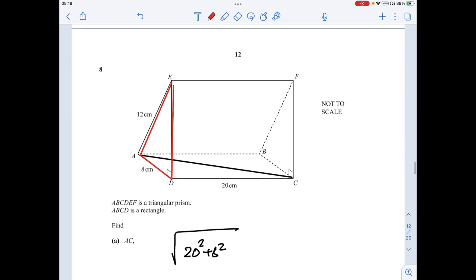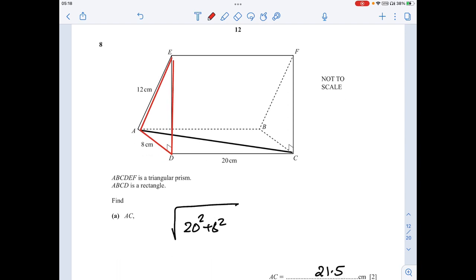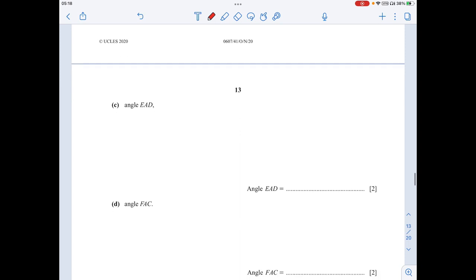Then EAD. EAD, this particular angle he is asking us to find. Adjacent side is 8, hypotenuse is 12, so I will be using cos. Cos EAD equals 8 upon 12. So EAD equals cos inverse of 8 upon 12. Use the calculator, you should be getting 48.2.